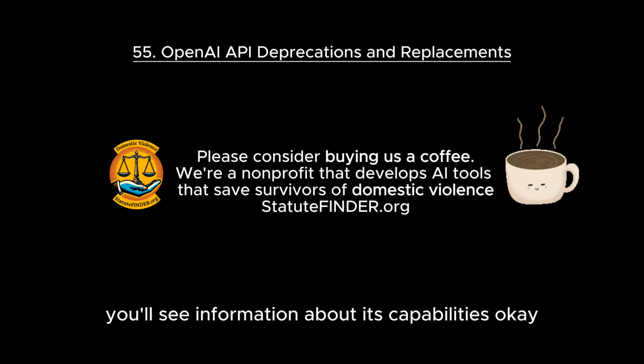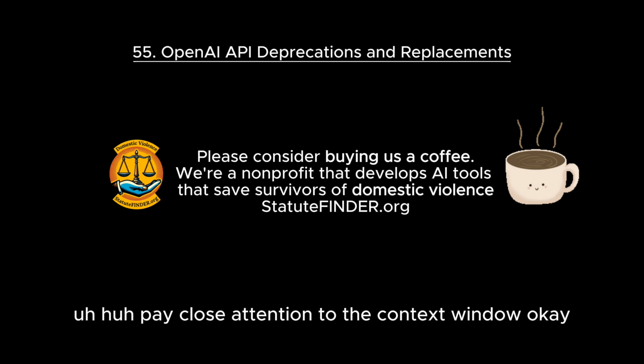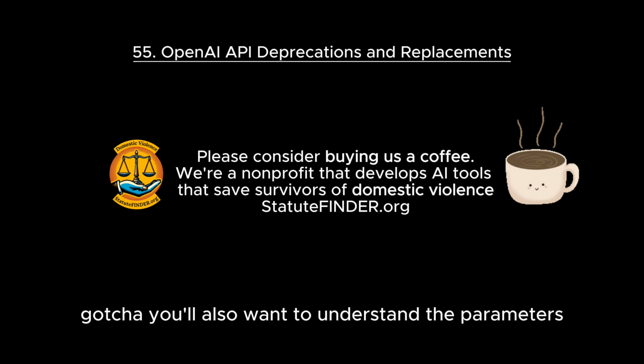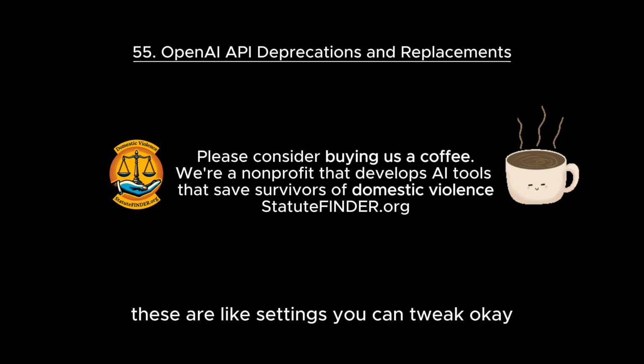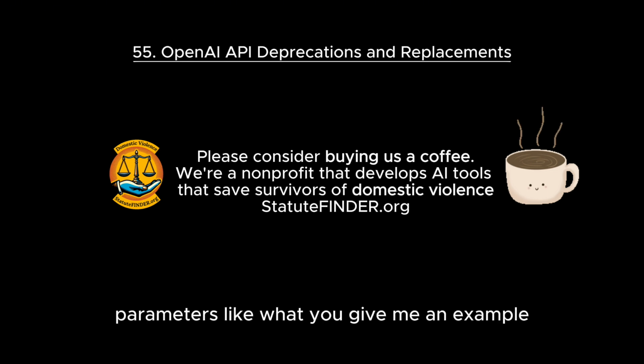What kind of details should I be paying attention to once I'm in the GPT-4 section? What's going to be most relevant to me as I'm getting started? You'll see information about its capabilities, its limitations, how to use it. Pay close attention to the context window, which is how much text the model can process at once. You'll also want to understand the parameters. These are like settings you can tweak when interacting with the API. Parameters, like what? Can you give me an example?